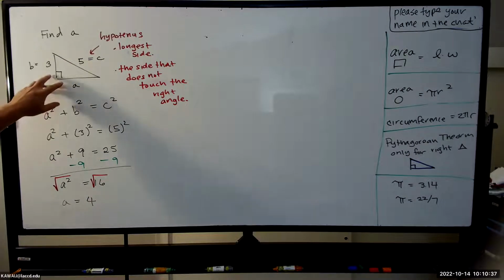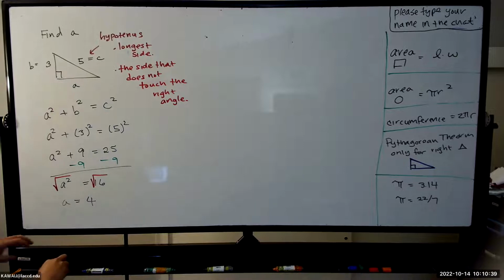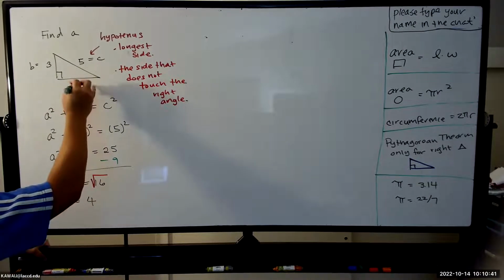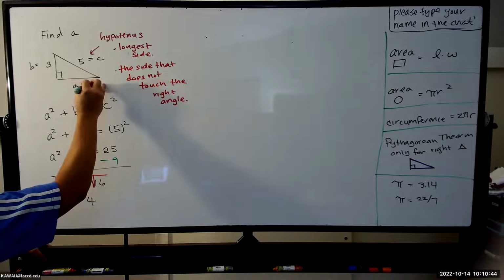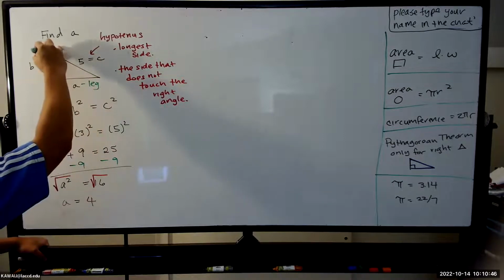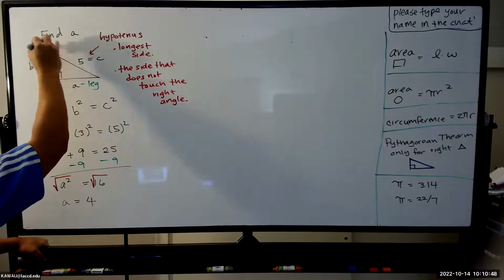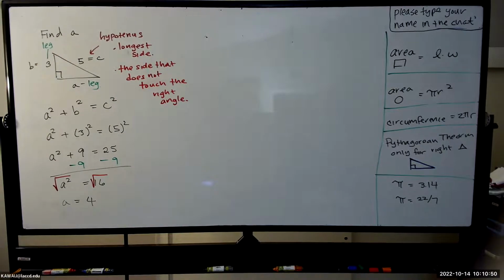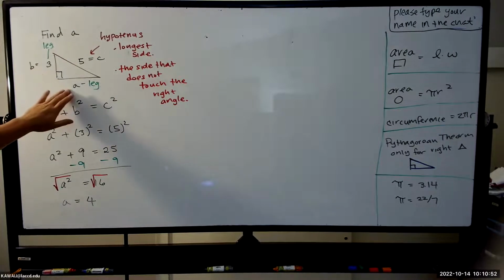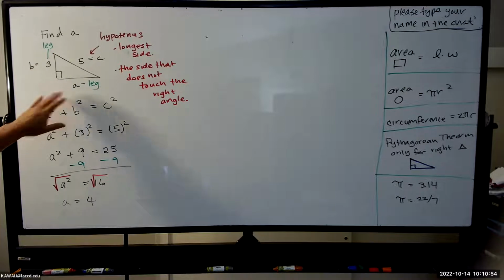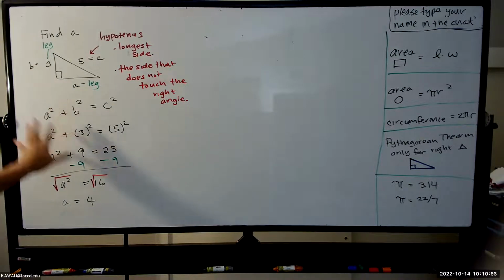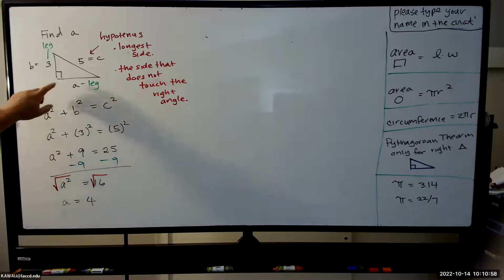Now the two sides that do touch the right angle are called legs. So this right here is a leg, and this right here is a leg. Okay. Now it doesn't matter whether this is A and this is B, or this is B and this is A. It doesn't matter. Okay. In terms of this formula. So either of these can be A or B. Okay.